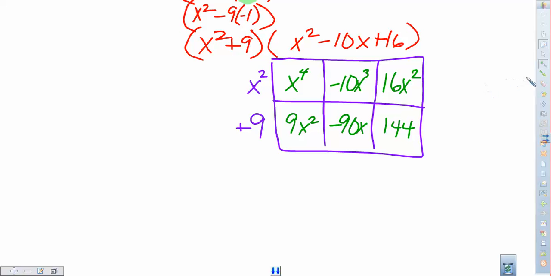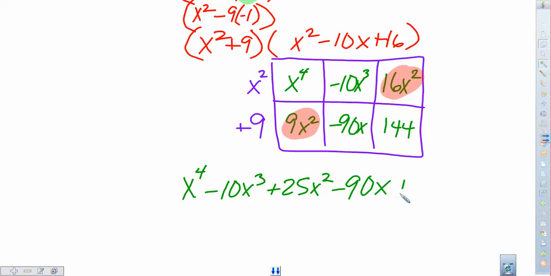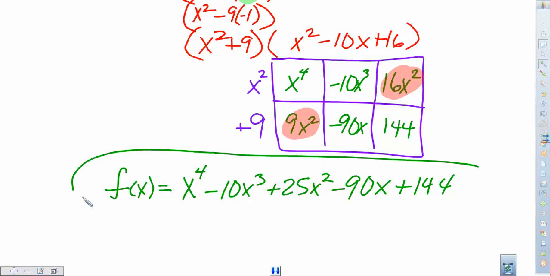All right, now let's look for some like terms. Interesting. I think the only like terms I can actually see here are the two x squared terms. That's about it. Let's double check. Yeah, I think that's right. So, the polynomial function that would give us those as the roots, we'd have x to the fourth minus 10x cubed, 9 plus 16, wouldn't that be 25x squared, minus 90x plus 144. So there's our function. And that's how it's done, ladies and gentlemen.